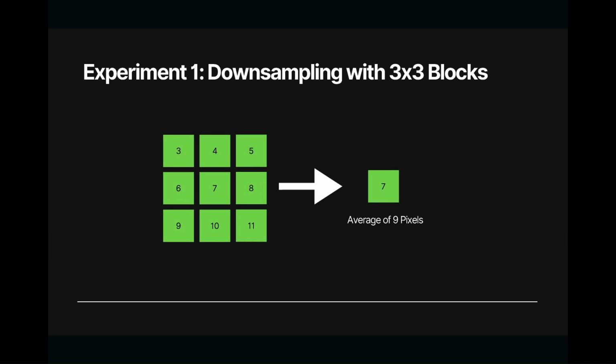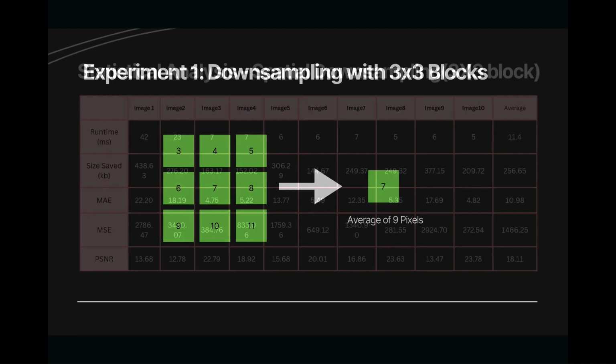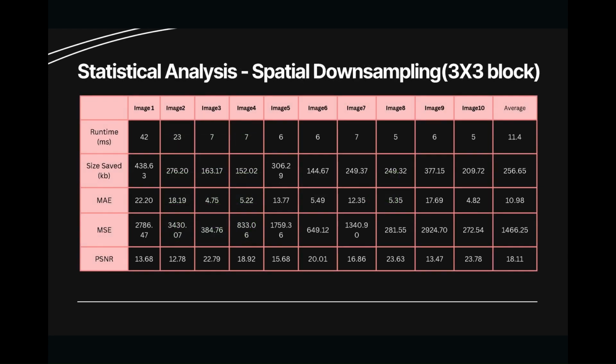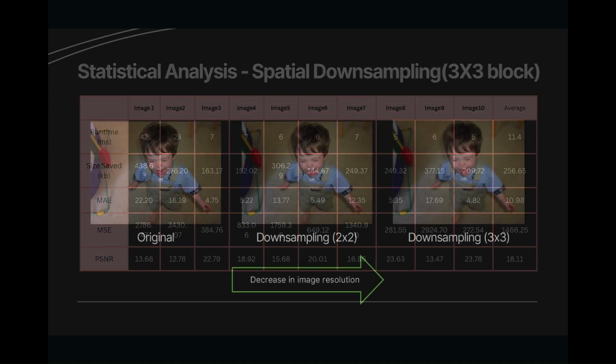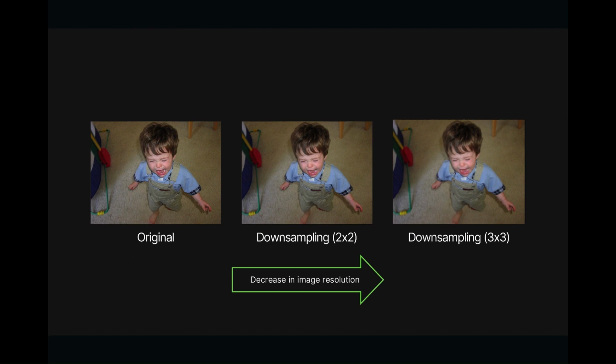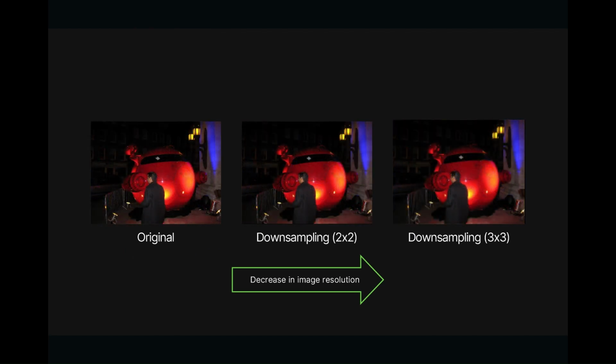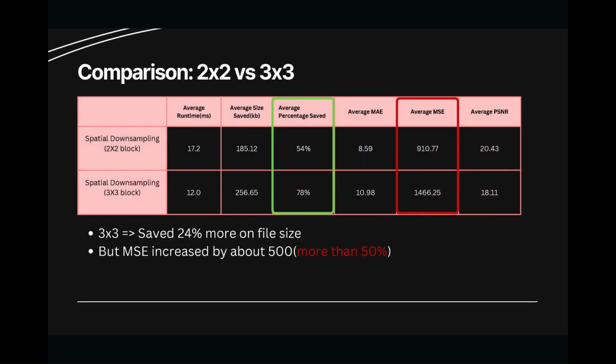We first tried downsampling with 3x3 blocks in an attempt to further improve compression. These are the statistics for the 3x3 approach. It is evident that as we transition from a 2x2 to a 3x3 approach, the images become progressively blurrier. Overall, with a 3x3 approach, the reduction in saved bytes showed a significant improvement of 24% on average.